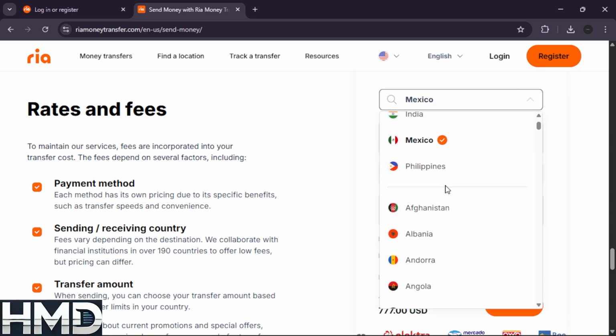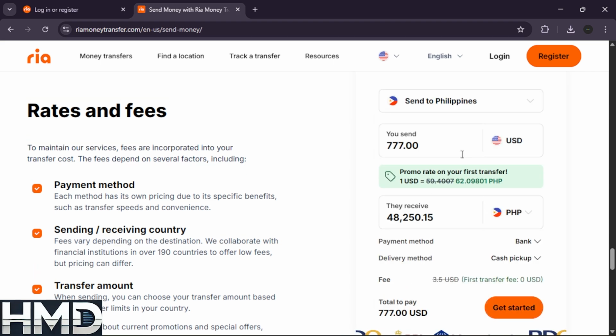It helps the computer show you the exact price and how much the other person will get. By picking the country now, you can see the latest rates. It ensures you know exactly what is happening with your cash before you send it.